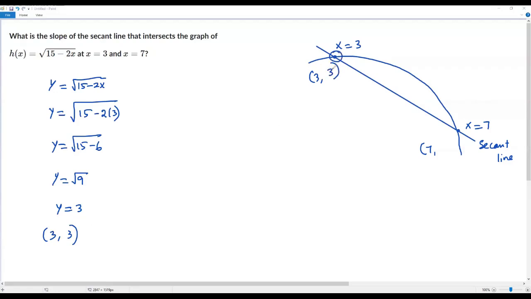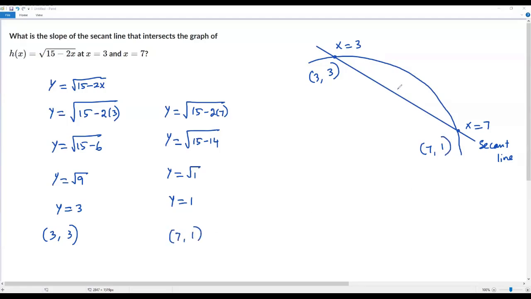We have this point. Now to get the point over here, I have to plug the x coordinate 7 into this equation. Let me do it. So y equals the square root of 15 minus 2 times 7. Then y equals the square root of 15 minus 14. Then y equals the square root of 1, and the square root of 1 is just 1. I got the next point, that is (7, 1). Let me write over here. Now I know the 2 points on the secant line.